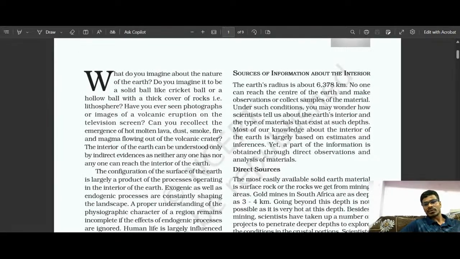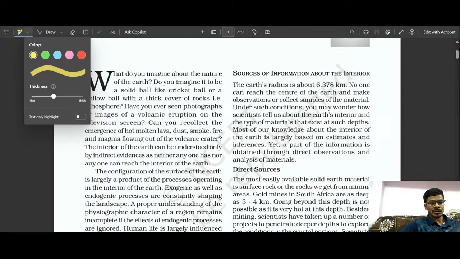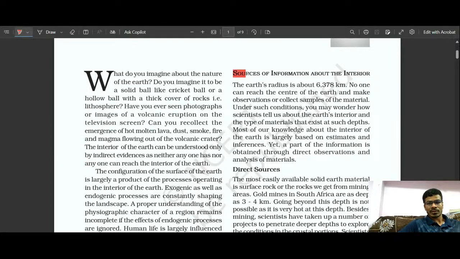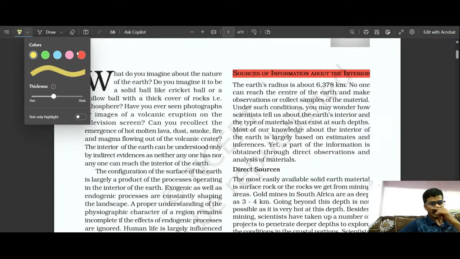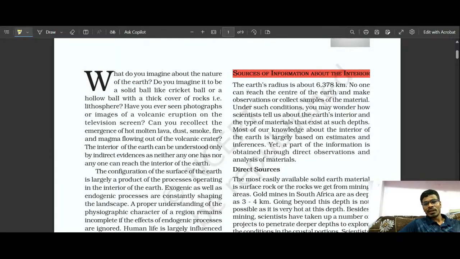Here we have been given the sources of information about the interior. What sources do we have about the interior of the Earth? I will draw some light on it, so that it will be quite easy for you to understand. Now, the sources of information about the interior: how will we get to know what is there inside?